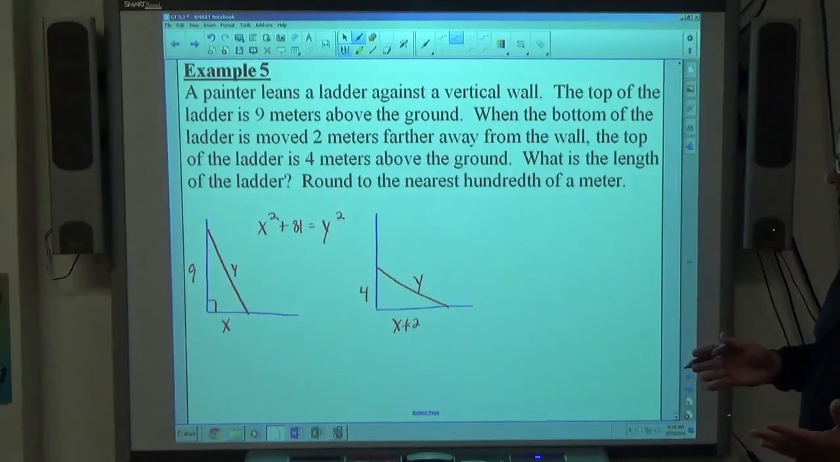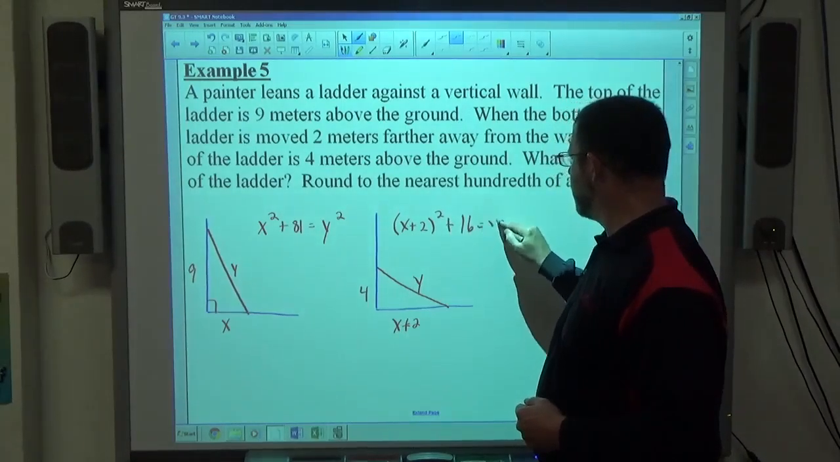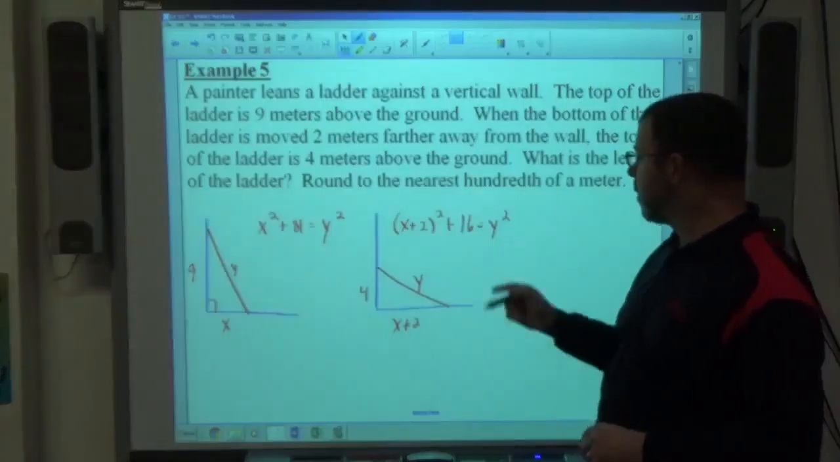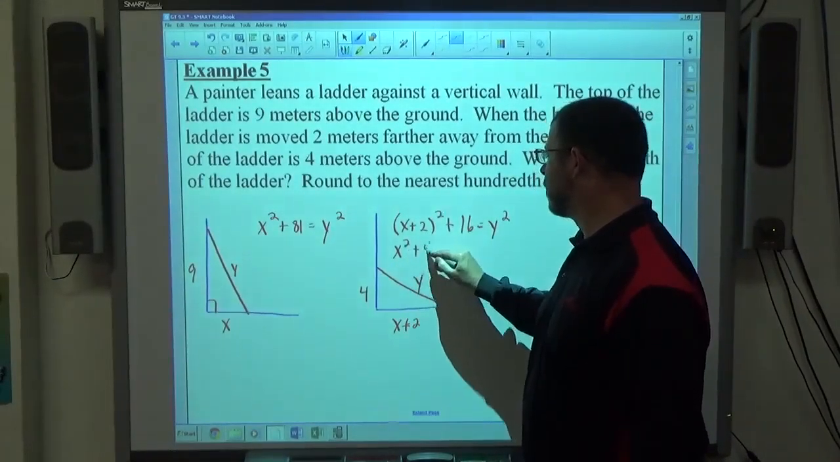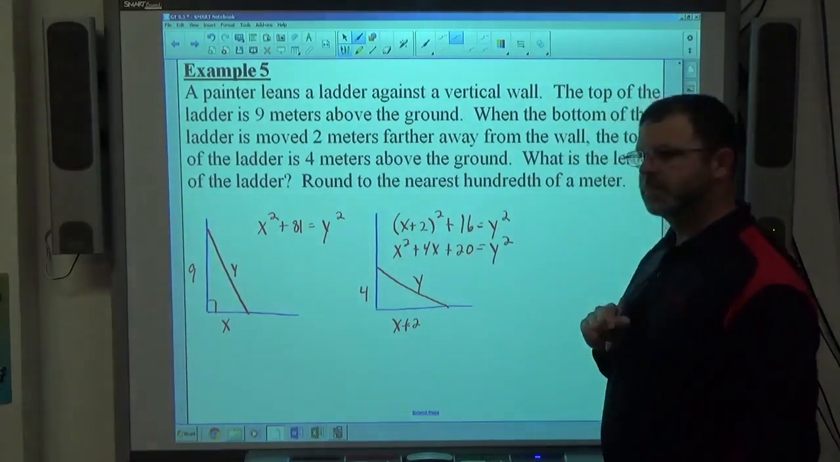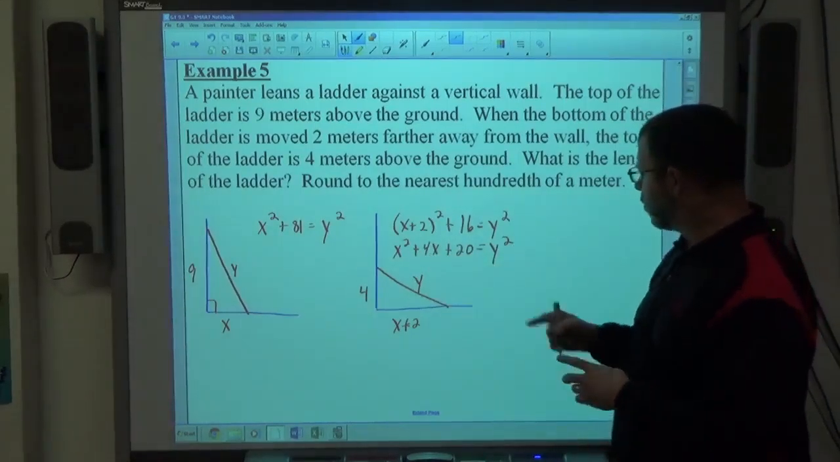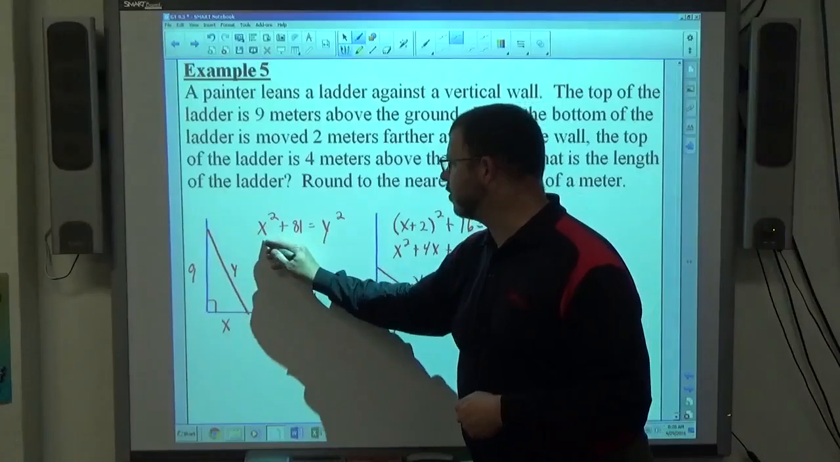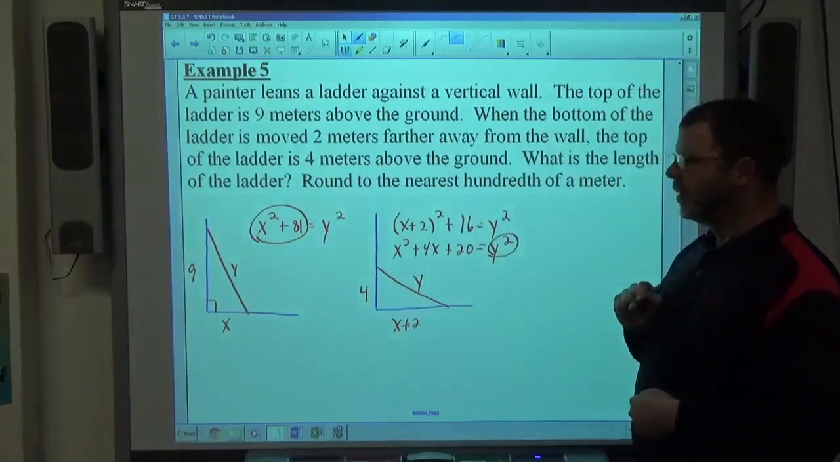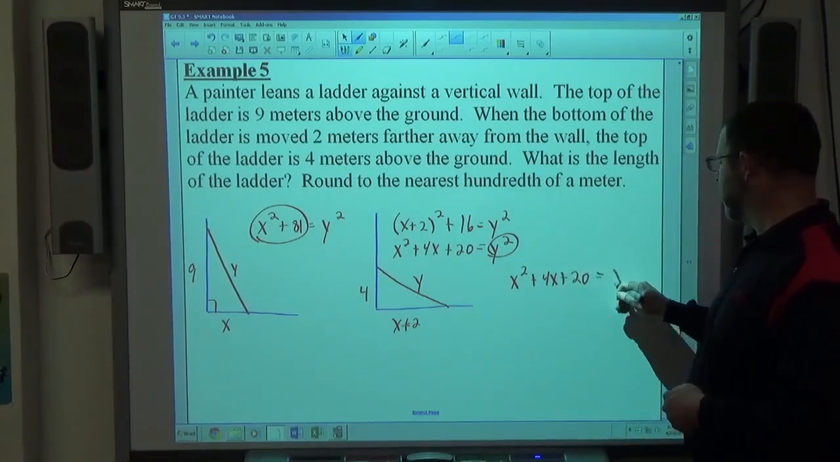So looking at that structure, (x plus 2) squared plus 4 squared must equal y squared. And if I wanted to simplify that, that's x squared plus 4x plus 4. The 4 and the 16 make a total of 20. So what I have here is two expressions that y squared equals, right? So I can do a substitution easy enough here. Again, elimination might have worked except for this 4x. But since y squared equals and y squared equals, I can put this expression right here. That's going to get me x squared plus 4x plus 20 is equal to x squared plus 81.